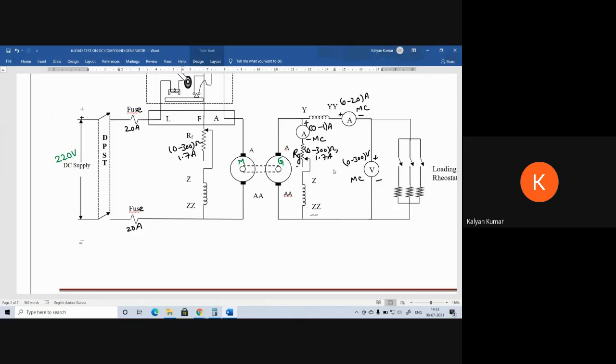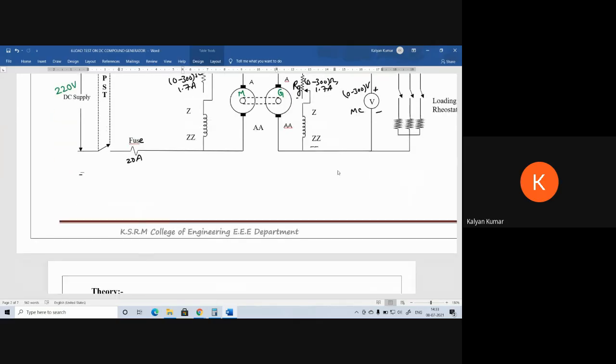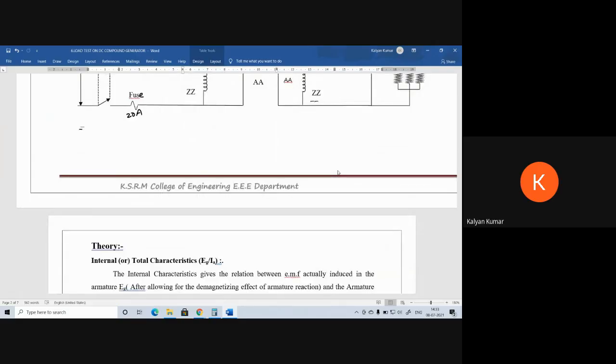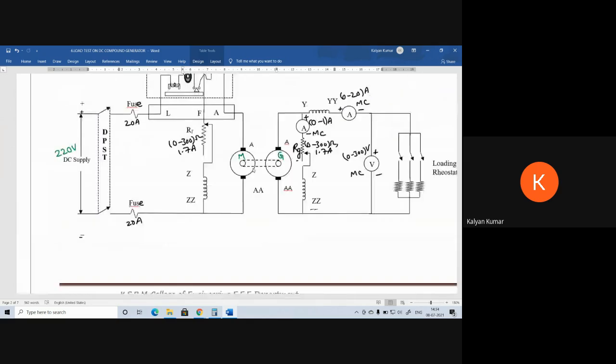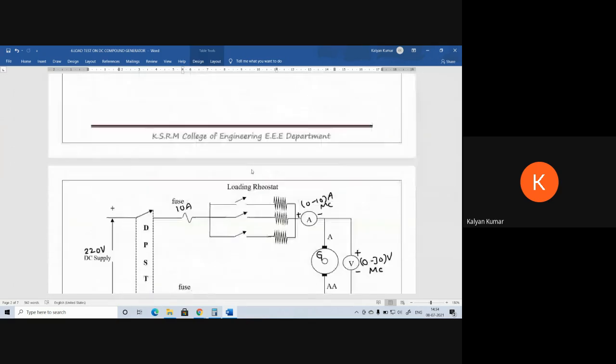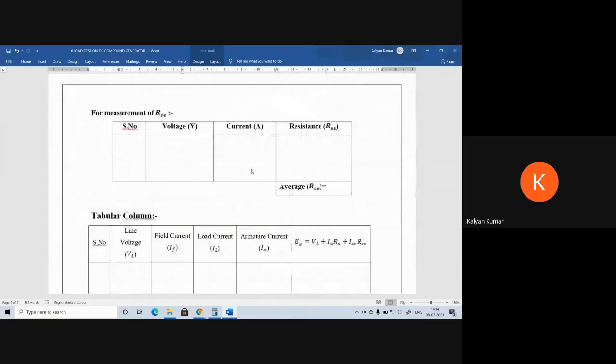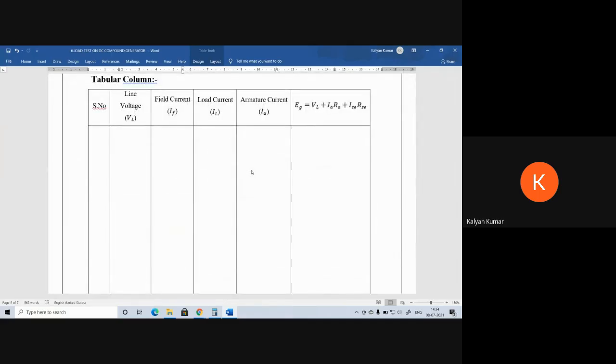For each step variation of the load, we have to take the meter readings, and we have to make sure that at each application of load, the speed should be maintained constant. The load should be increased from no load to full load conditions. Within that range, we are going to take several readings, and those readings should be tabulated in the tabular column shown here.